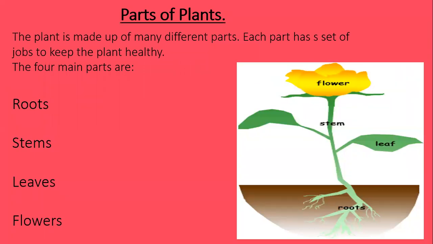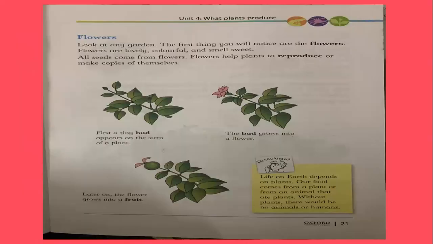The parts of plants, the last topic I told you: the plant is made up of many different parts. Each part has a set of jobs to keep the plant healthy. We have many different parts in the plant, but the four main parts are roots, stems, leaves, and flowers. Let's continue this chapter and learn something more about these parts.